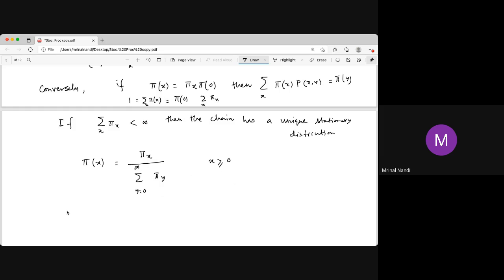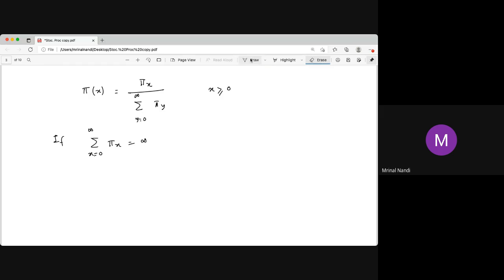Now what happens if this sum is not finite, it is infinite? Then it is a divergent series. Remember, this is a series of positive terms, so it cannot oscillate. It either converges to a finite number or it diverges. Then the stationary distribution does not exist.